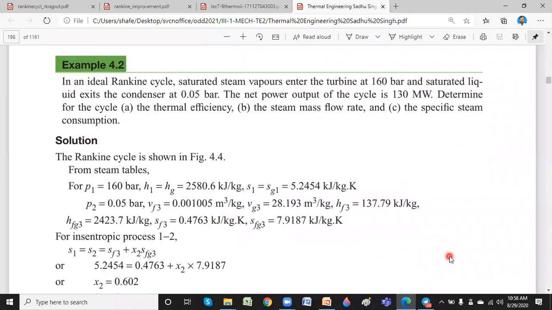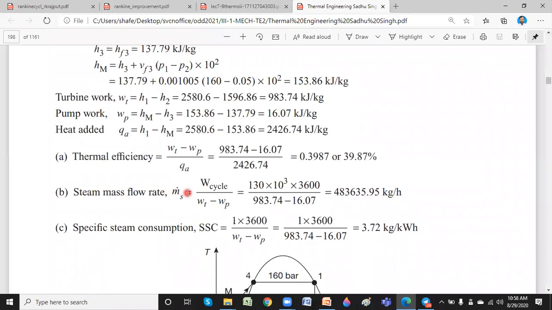Okay, so from that I can find out what is the mass of steam, because I know what is the network output from the problem, that is mass of steam into how much per kg work output is. Network output is 983.74 minus 16. So this is the network output per kg. If ms is how many kg of steam, then ms into Wt minus Wp gives you the network output. That's already given, how much? 130 megawatts. So how to convert megawatts into kilojoules? Just convert 10 cubed, and that kilojoules per hour can be converted into kilos per second.